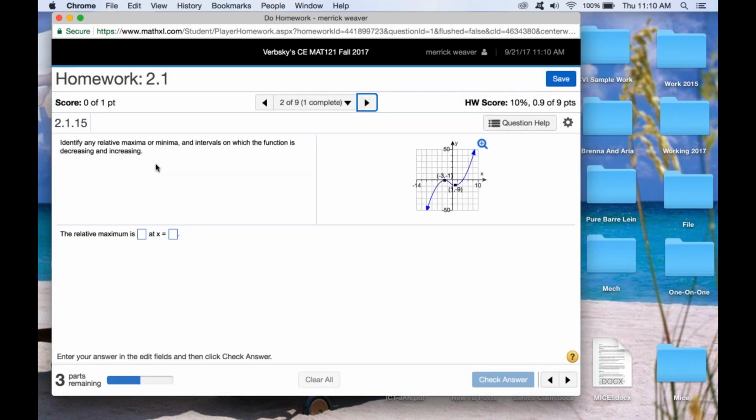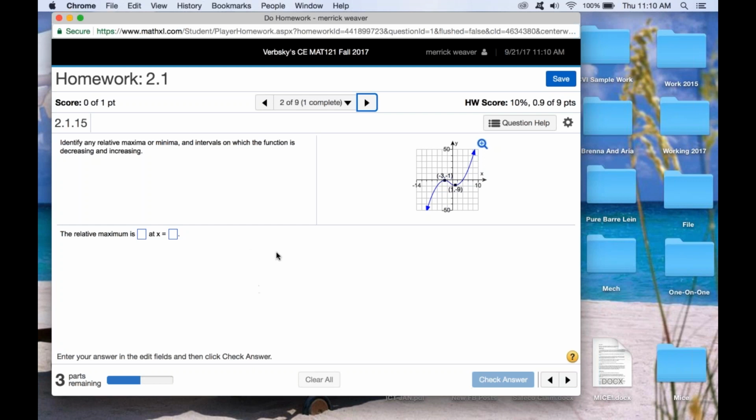Okay, I don't know what these mean. I'll leave you being the presenter as long as we're answering questions on graphs. Yeah, graphs are kind of easy to do. So it says identify any relative maxima or minima and intervals on which the function is decreasing and increasing. I don't know what a maxima or a minima is. Clearly it means bigger and smaller or up and down, but like.